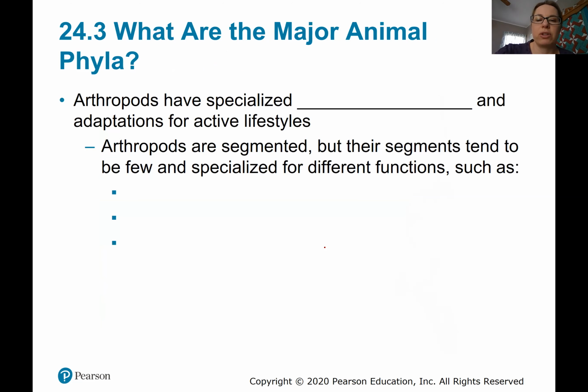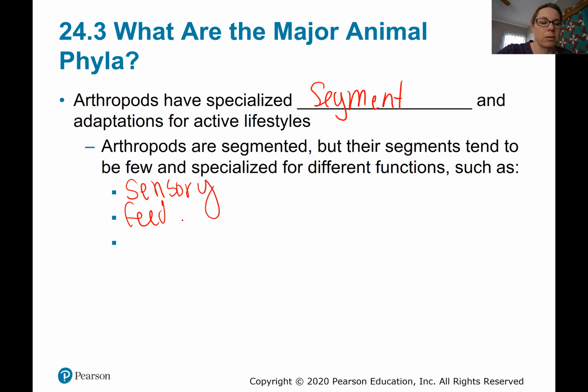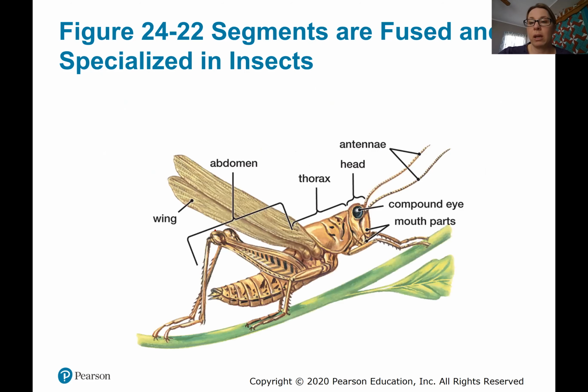Arthropods also have specialized segments or portions or areas of their body that have different functions. Okay, so their segments are specialized for different functions like sensory functions, feeding functions, and movement. If we look at this next slide, here are 3 of these segments in insects.